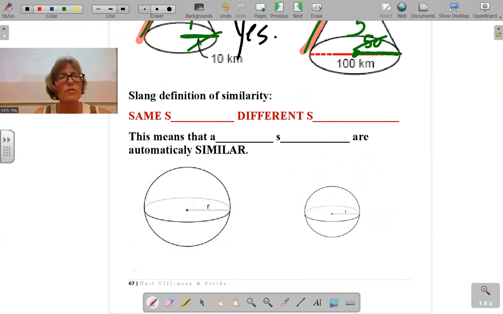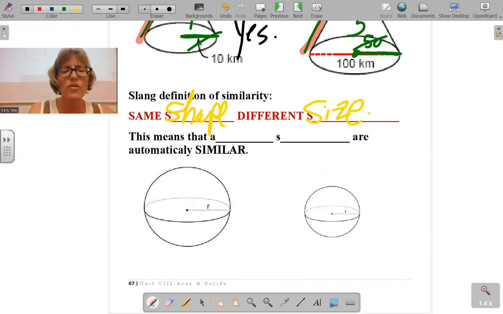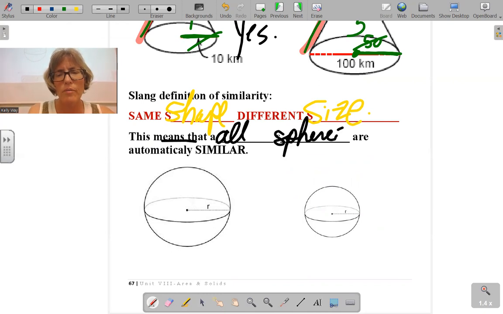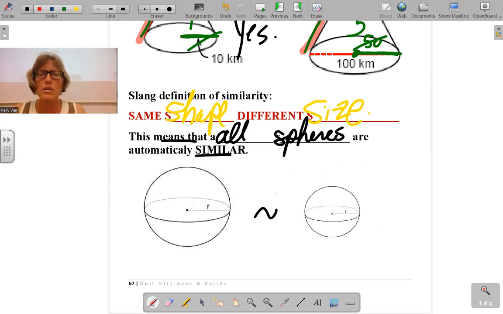The slang definition of similarity is things have the same shape, different size. All spheres are automatically similar because they're the same shape. They don't have any bases and heights or anything. All spheres are automatically similar.